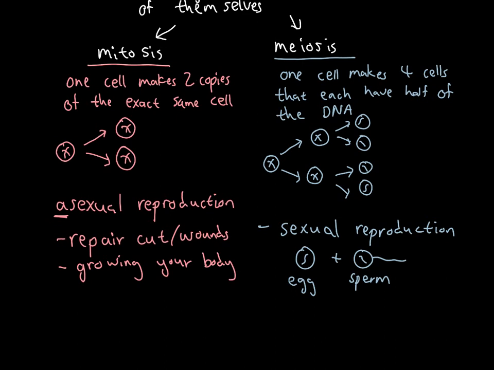So these are two primary ways that cells divide. It's mitosis and meiosis. They have different purposes. Mitosis is able to make an exact copy of a cell, in order to repair wounds or to grow your body. And meiosis, on the other hand, is to make a cell with only half of the DNA, so that it can be used in the egg or in the sperm in order to create a new being. All right, so this is pretty much it.